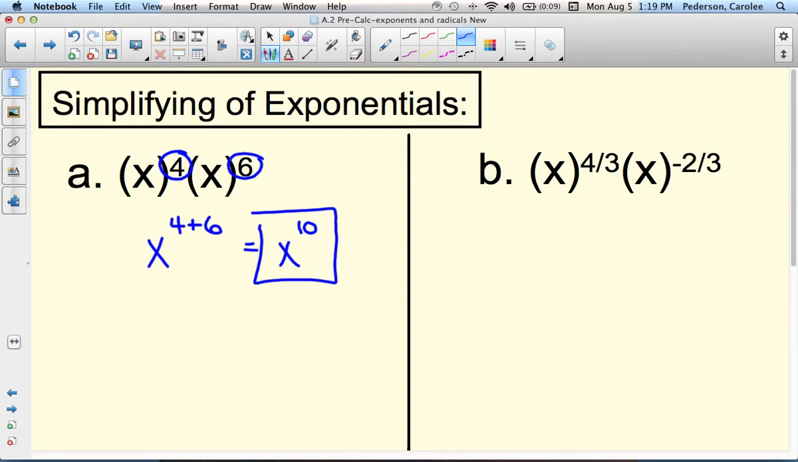The next example is very similar. It also has base x, but now we have fractional exponents. So we'd add those fractional exponents. So 4/3 plus -2/3. When we add these two fractions together, we have 4/3 minus 2/3, which is x to the 2/3, because we subtract those because of positive and negative here.